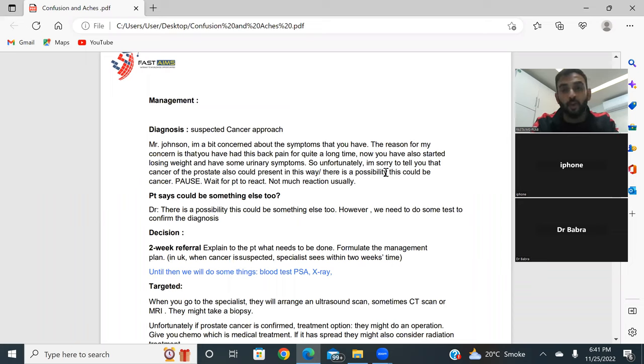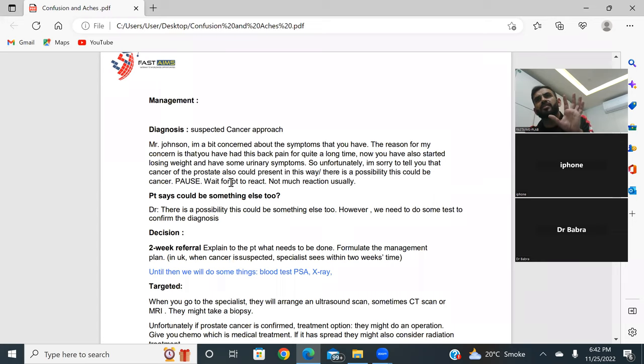Unfortunately, I'm sorry to tell you that cancer of the prostate can present in a similar way to what you are having. You can add another sentence before telling this: symptoms like this could be because of an infection. However, it can be prostate cancer. Okay. So this is called the suspected cancer approach.